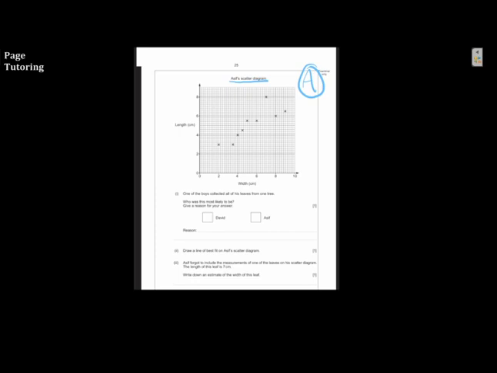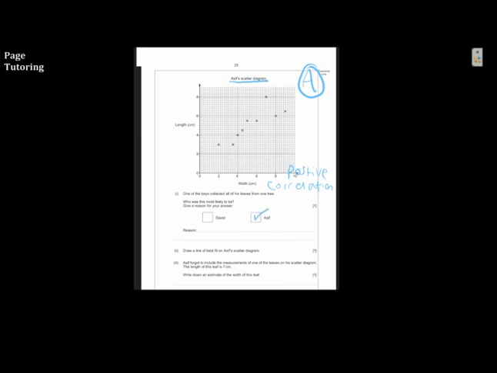So my guess would be, so that's a correlation, and not just a correlation, a positive correlation. So as the width increases, so does the length. So one of them collected all the leaves from one tree.